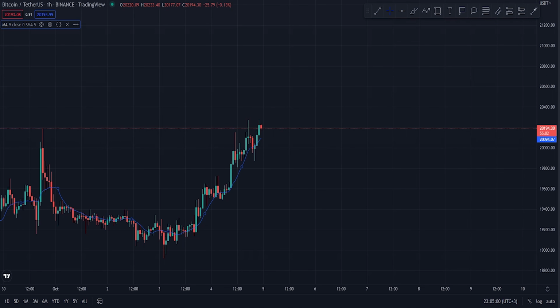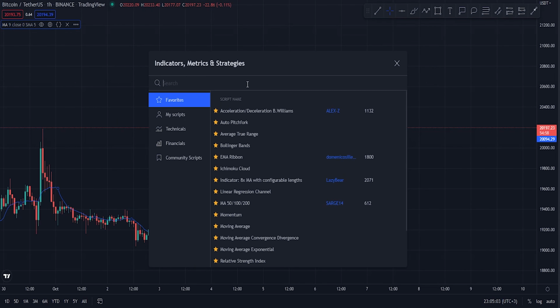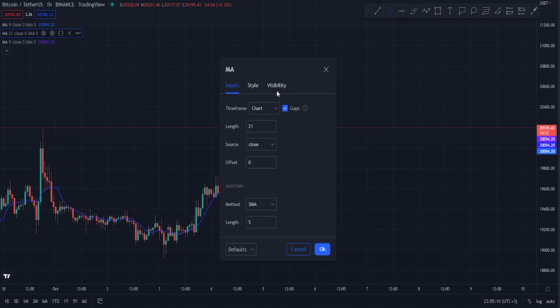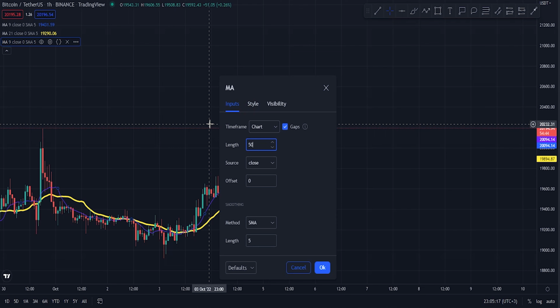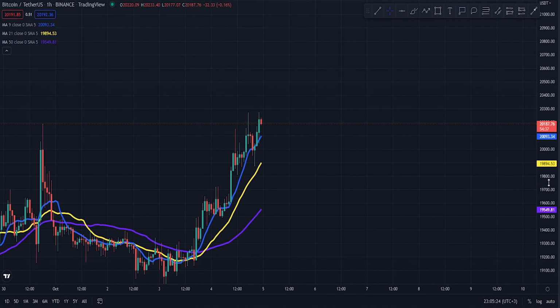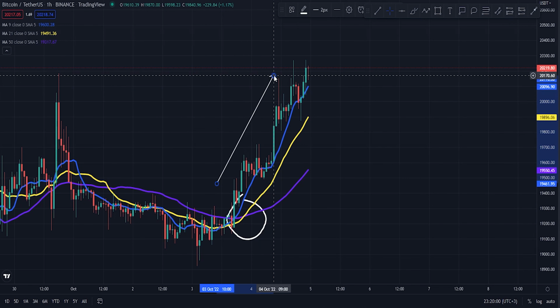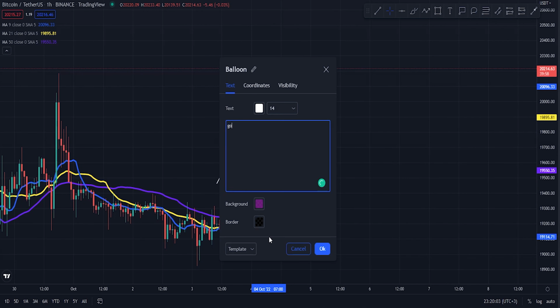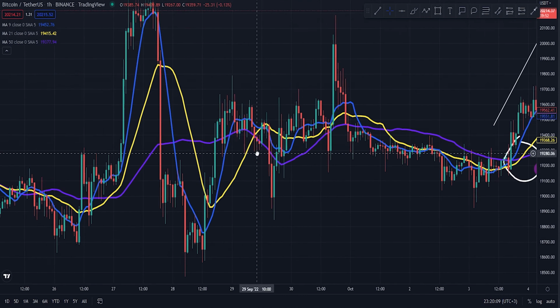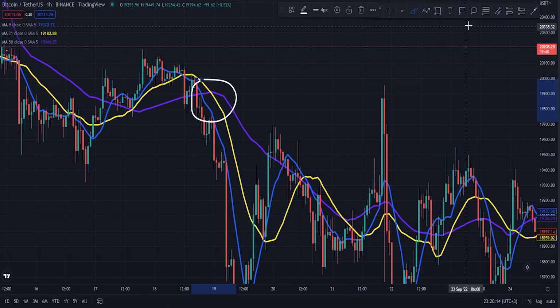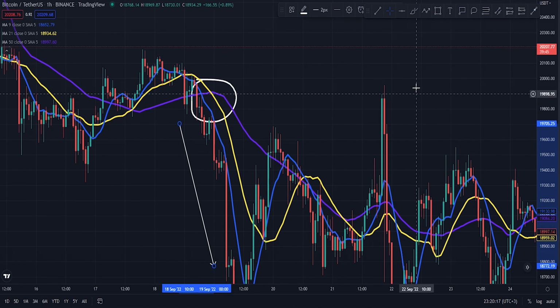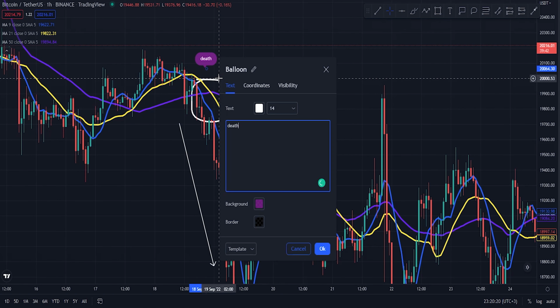Let's add 3 moving averages and color them differently. Every time the moving average overlaps with another moving average, a trend change can be identified. For example, when a moving average that measures fewer candles crosses over a moving average that measures more candles, it is called a golden cross and is a bullish signal, which means that the trend is upward. When a moving average that measures more candles crosses over a moving average that measures fewer candles, it is called a death cross and is a bearish signal, which means that the trend is downward.